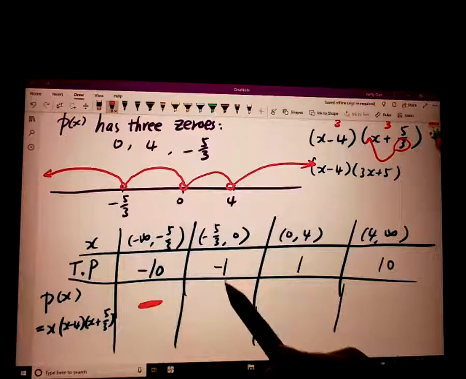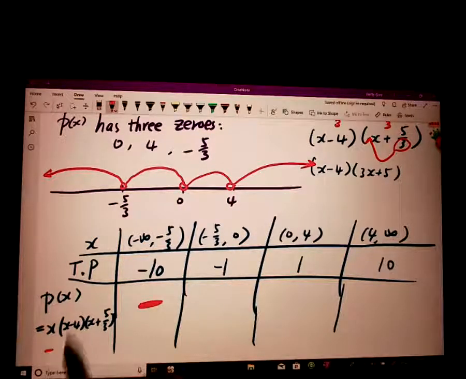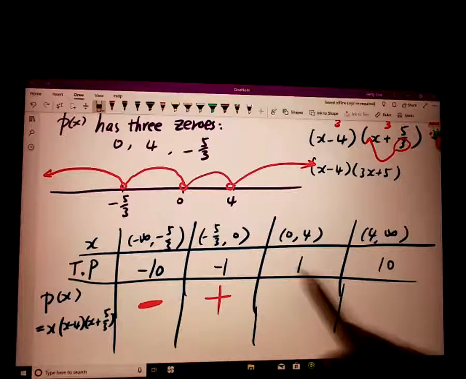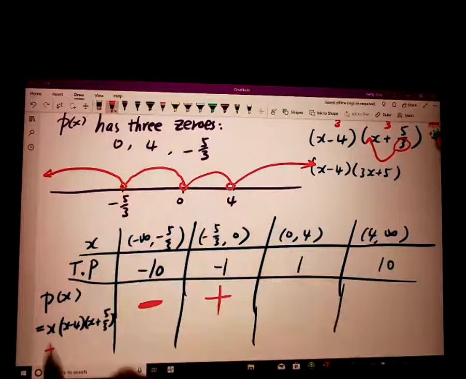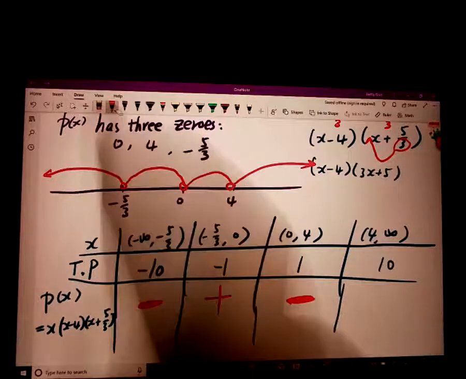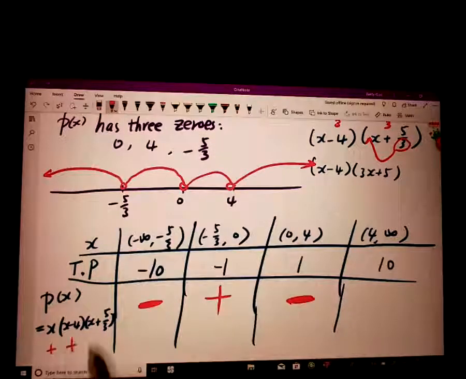And then we plug in x equals negative 1: negative, negative, positive. And we have a positive here, because those 2 negative numbers multiply to positive, and positive times positive gives you positive. For positive 1: positive, negative, positive. So we have a negative here. The last one, positive 10: positive here, positive here, positive here. So that's positive, right?